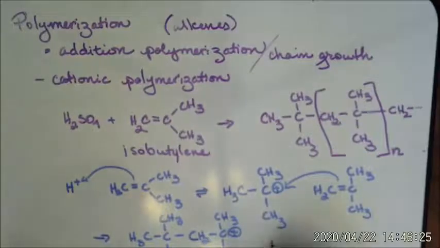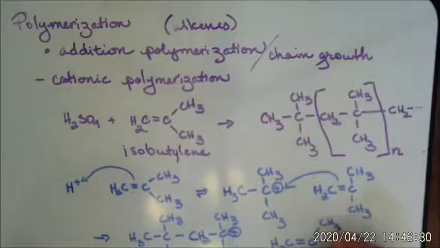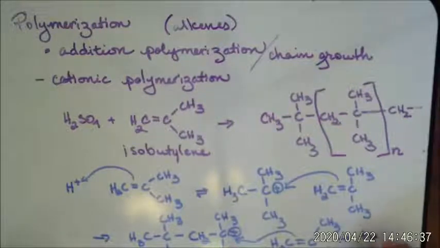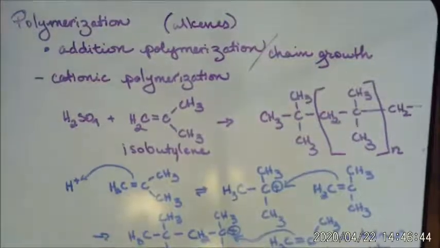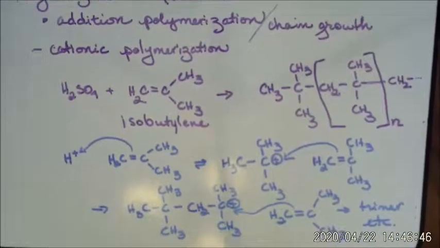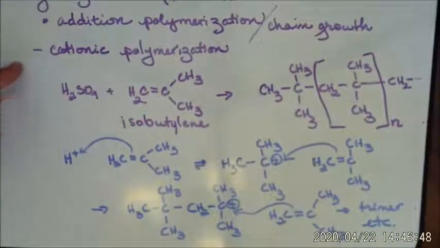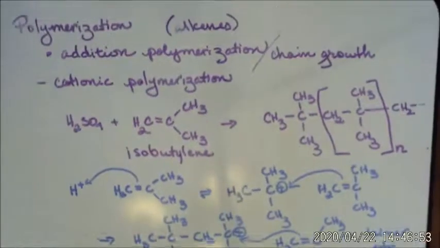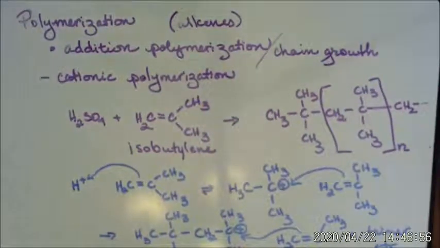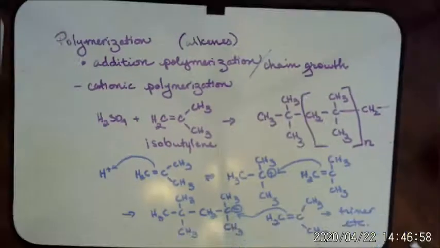And then with another isobutylene, I'll form my trimer. And this just continues to grow until you get a very long chain. And that is how you get a cationic polymerization and how that works. Okay? Get your large chain growth molecule. Alright, so let's do the next one for polymerization.